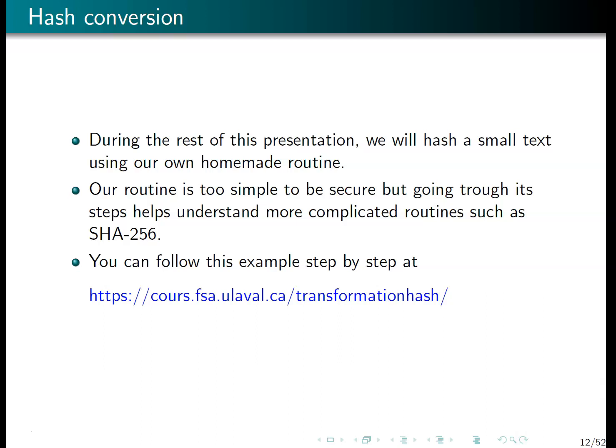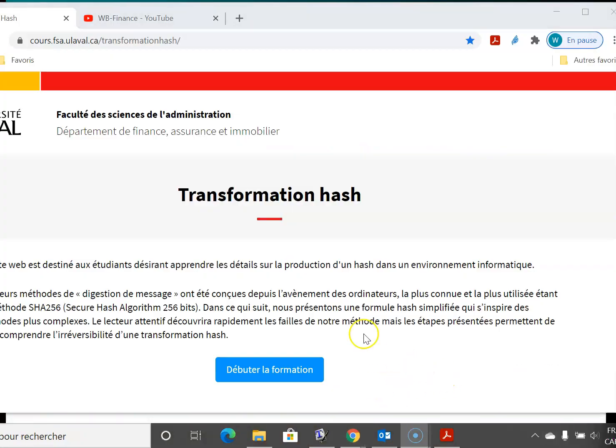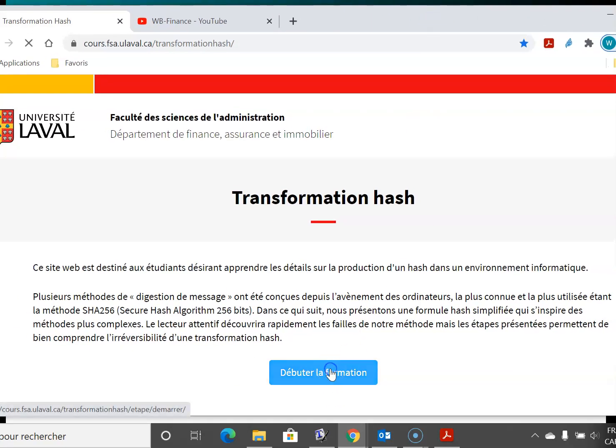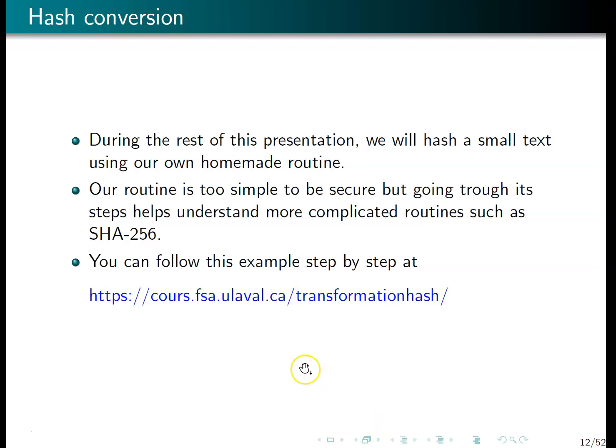Someone with basic computer knowledge could extract the initial text from the output that our routine produces. You can follow this example step by step at FSA Cours Transformation H. Okay, it's all in French, but if you go on the website, you'll be able to see exactly, step by step, how the hashing works using our homemade function.